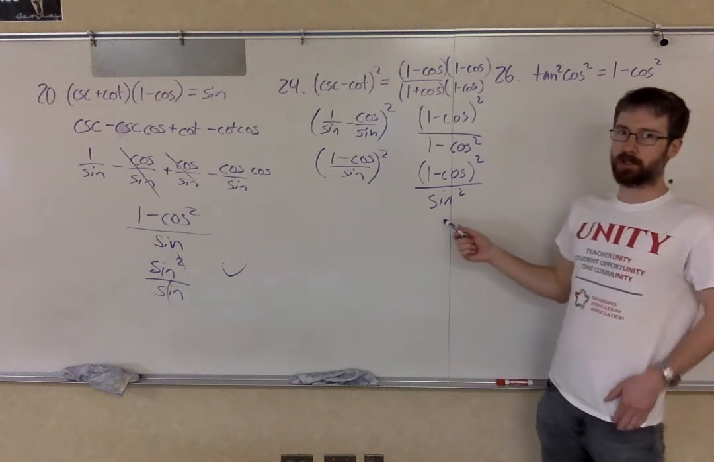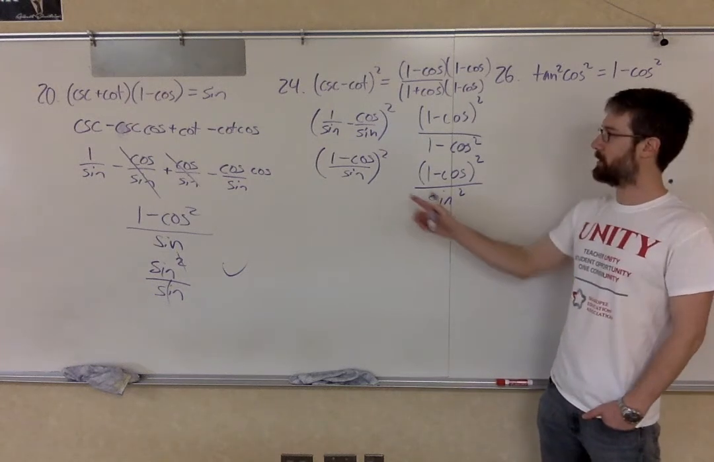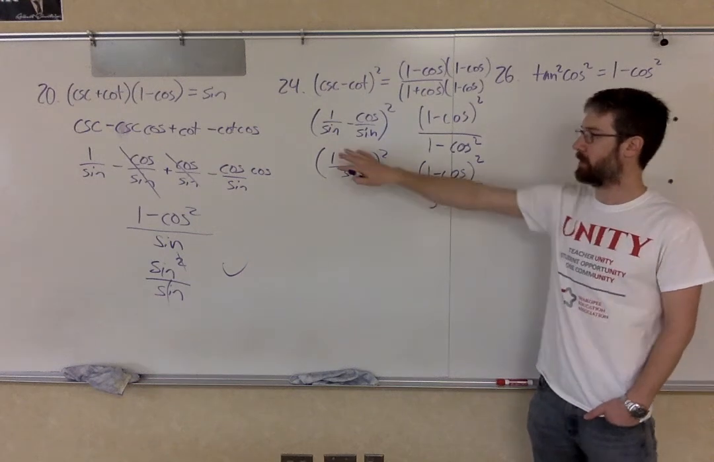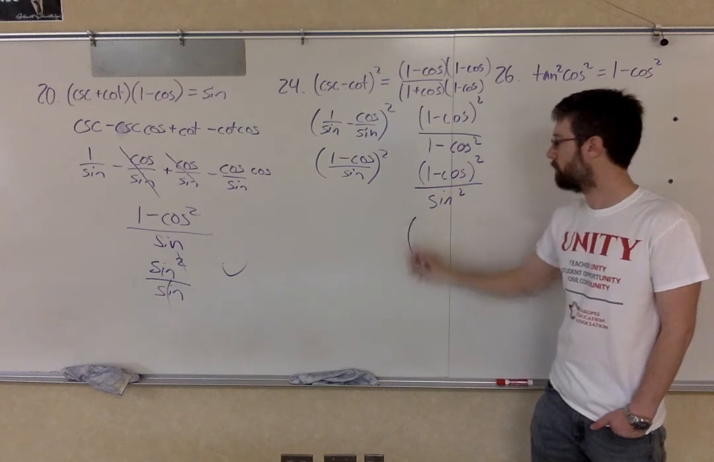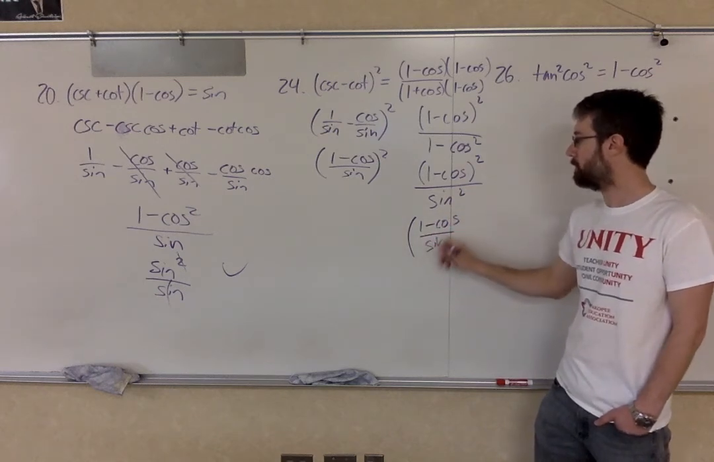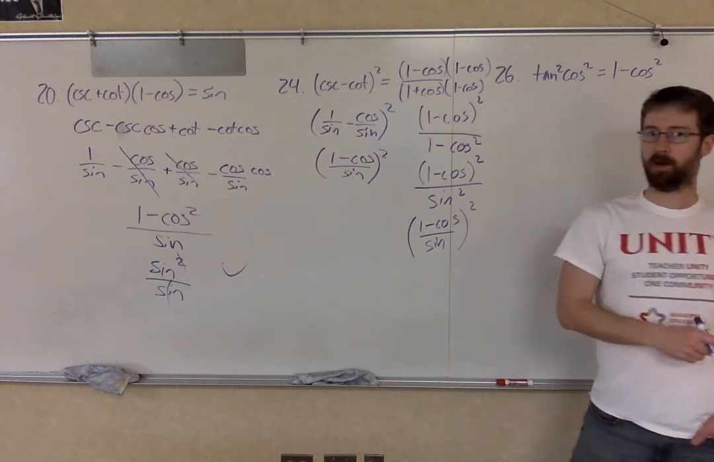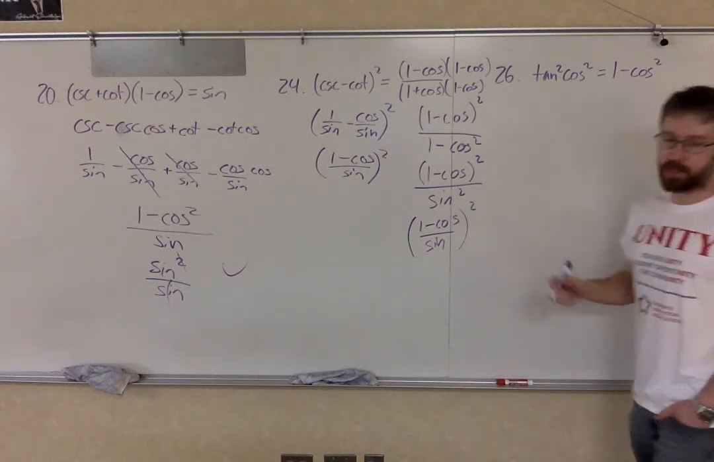Well, here's a little trick with this. If the numerator and the denominator are both squared, that's the same thing as having the square on the outside of the entire fraction. So this, I could change to 1 minus cosine over sine, and then put that square on the outside. All right, our last one, 26.